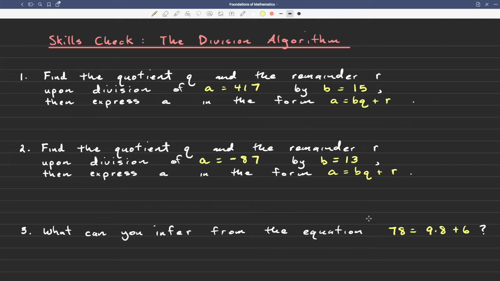So when you say a divides b, we're talking about that sense of a divides b evenly, which means r equals 0. All right, now's the time to do a little skills check on the division algorithm to make sure that you understand how to do it and how to find the quotient and remainder and how to write the associated equation that goes with the division algorithm. So we've got 3 questions here that I'd like you to quickly work on your own, pausing the video, and when you're finished, come back and we'll work through it together.